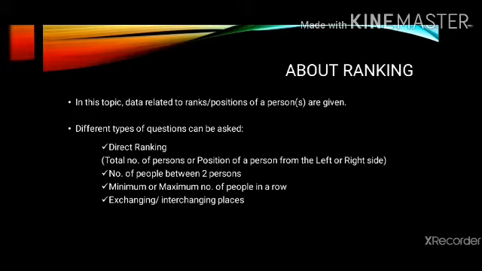Today, our topic for VMAT is ranking. In this topic, data related to ranks or positions of a person are given in the question. Different types of questions can be asked, for example, direct ranking, where either you will have to find out the total number of people that are there or their positions from the left or the right side. Next, you'll have the number of people between two persons, or the minimum or maximum number of people possible in a row, or exchanging or interchanging of places.